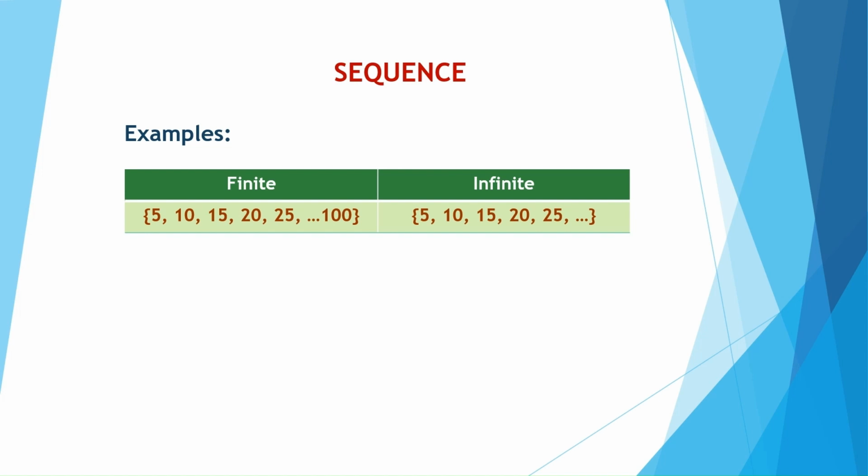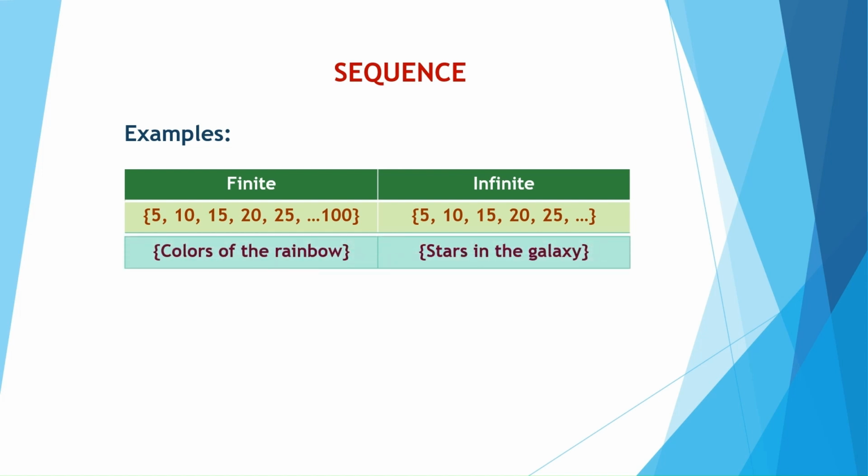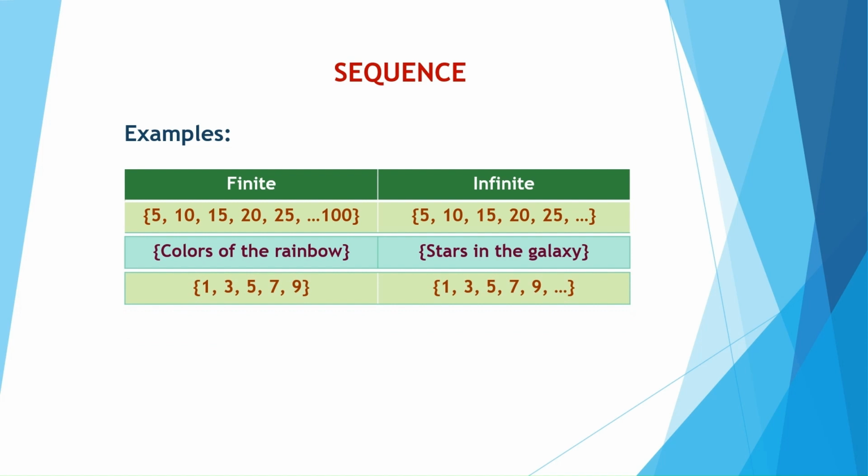Another example, the colors of the rainbow is finite because rainbows have 7 colors, whereas the stars in the galaxy are countless, so they are infinite. Another example, odd numbers from 1 to 9 are finite, whereas odd numbers 1, 3, 5, 7, 9, and so on are infinite.